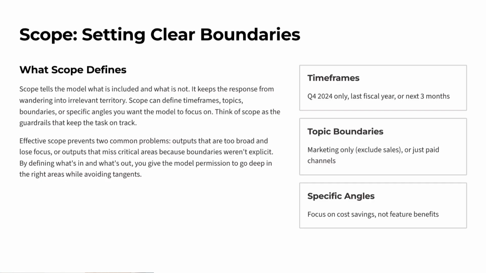Then we have scope. Scope tells the model what is included and what is not. It keeps the response from wandering into irrelevant territory. Scope can define timeframes, topics, boundaries, or specific angles you want the model to focus on. Think of scope as the guardrails that keep the task on track.